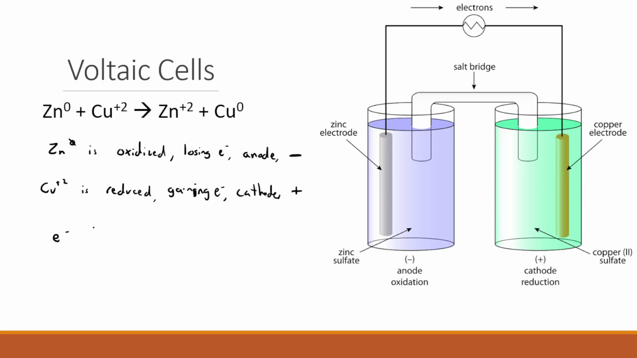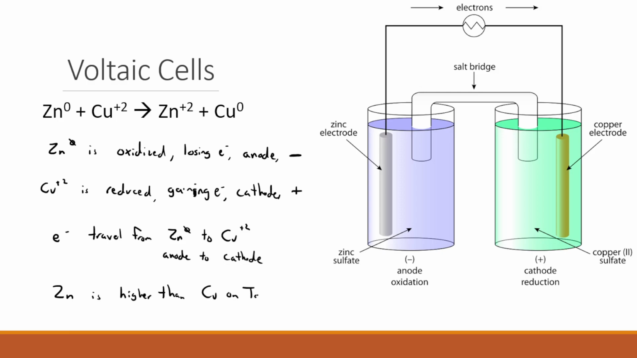We said that electrons travel from the zinc to the copper, from the anode to the cathode. We also said that zinc is higher than copper on Table J. That was our voltaic cell. This is the kind that gives us electricity.